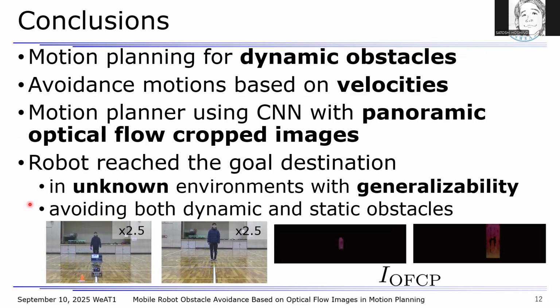This is due to the relative change in the appearance of the obstacles in the image as the robot moved. As you can see in these figures, the optical flows were highlighted in red. So the robot recognized that the obstacle was moving from left to right and consequently avoided it by moving to the left. These results show the effectiveness of the proposed motion planner, which utilizes panoramic optical flow cropped images as inputs.